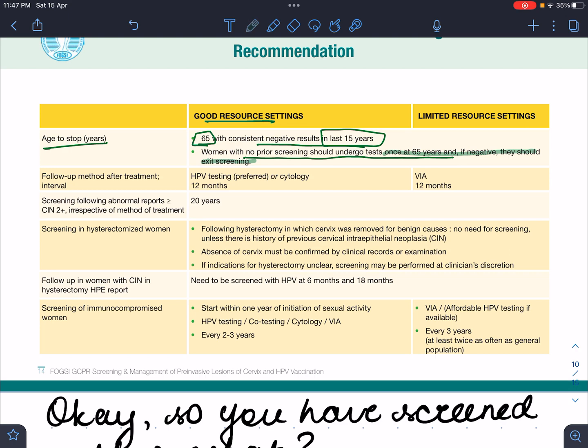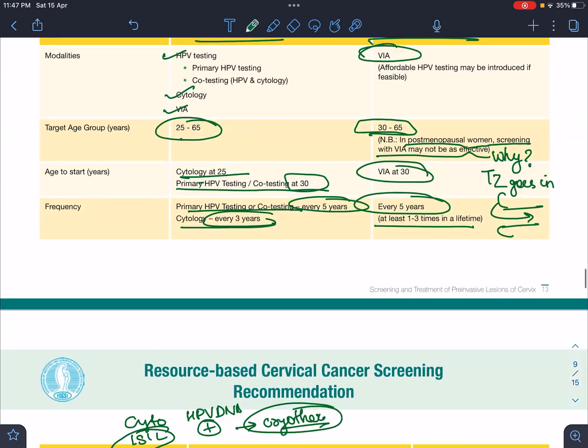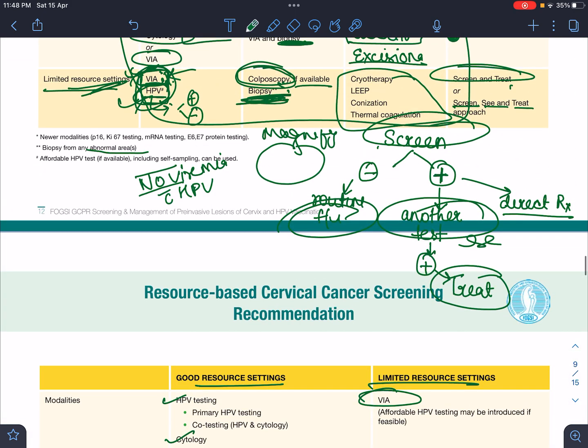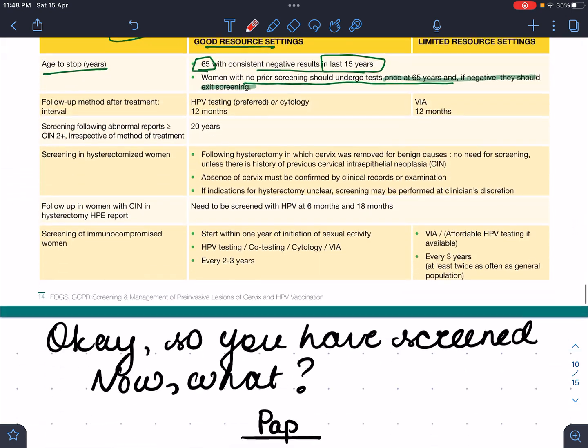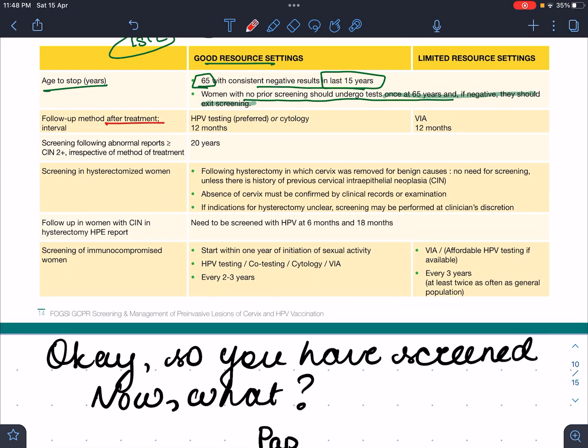Okay. Then follow up, you have to do. Now imagine you had done cytology, they got LSIL, and you had done co-testing and HPV DNA was positive. So you will do a treatment, and it was fulfilling the criteria for cryotherapy, which I will tell you later what it is. So you did cryotherapy. So basically this approach, screen, test, treat, or screen, treat, and you have treated it. So how do you follow up that person now?